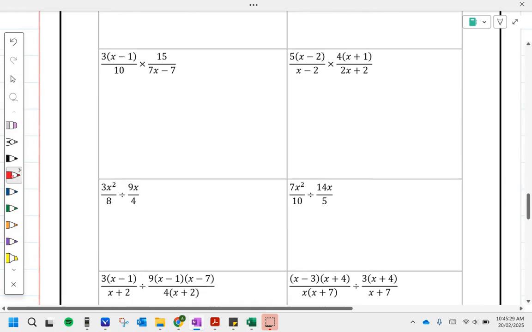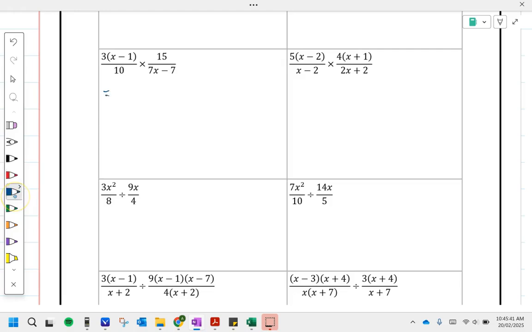Top is factorized. Good. 3 times x minus 1. 15 is just a number, 10 is just a number. 7x minus 7 is not factorized. So we need to factorize this. So we're going to rewrite the question. 3 bracket x minus 1 all over 10 times 15 over. And let's factorize this. They're both divisible by 7, so we're going to take that out the front. 7x divided by 7 is just x. Put our minus sign. 7 divided by 7 is 1.